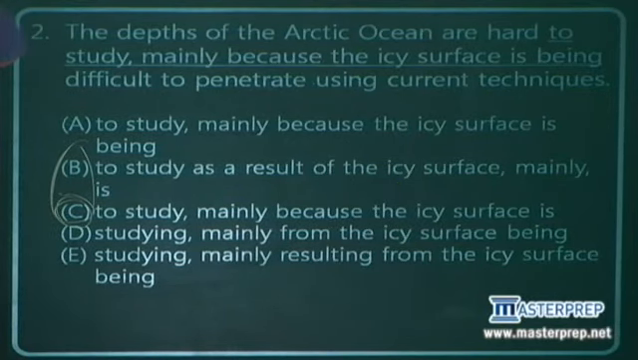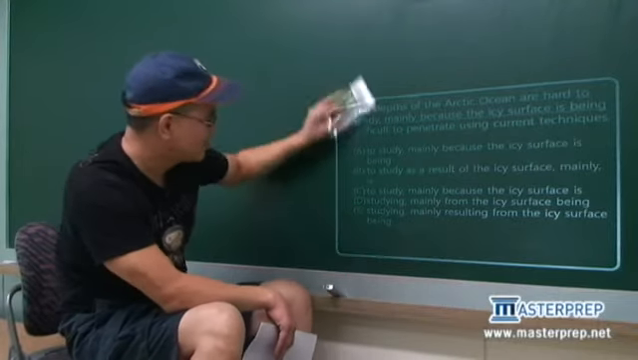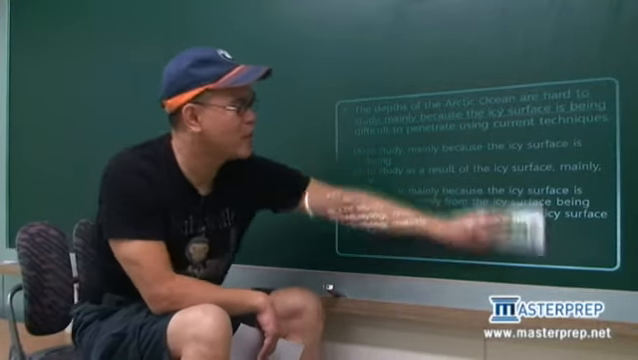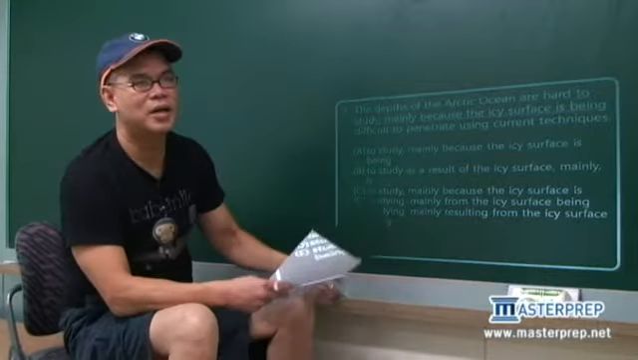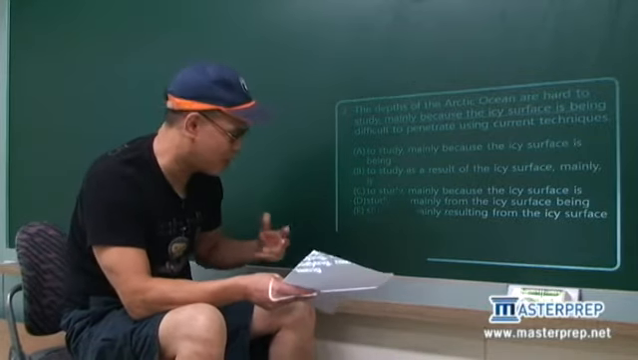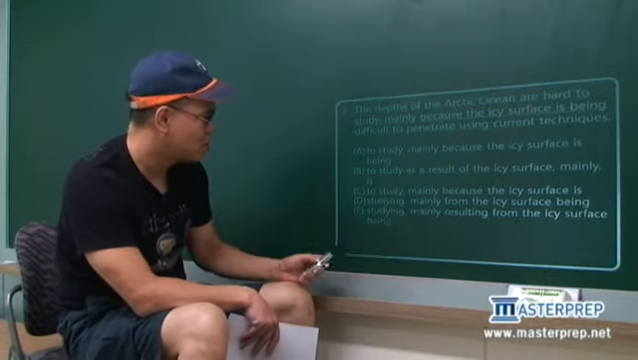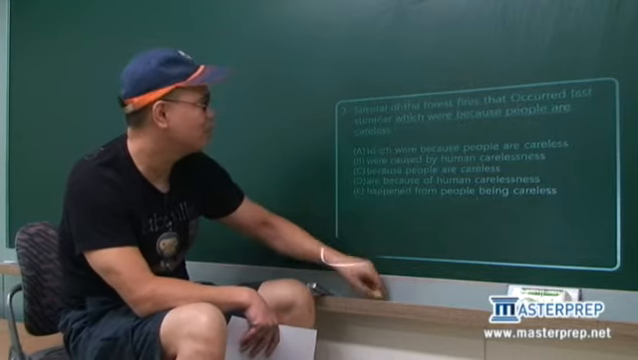Now, let's take a look at the sentence. The depths of the Arctic Ocean are hard to study as a result of the icy surface mainly is. Huh? Difficult to penetrate. What the hell is that? Or mainly because the icy surface is difficult to... Clearly it's C. Okay? Very easy. This is how to do it very quickly without having to listen to which one sounds right, because sounds right doesn't always work. Most of the time it doesn't.